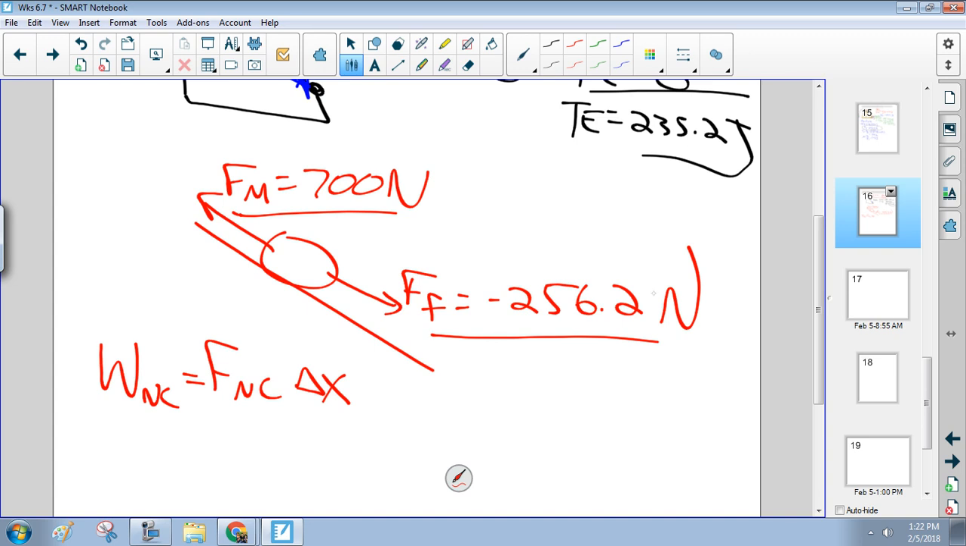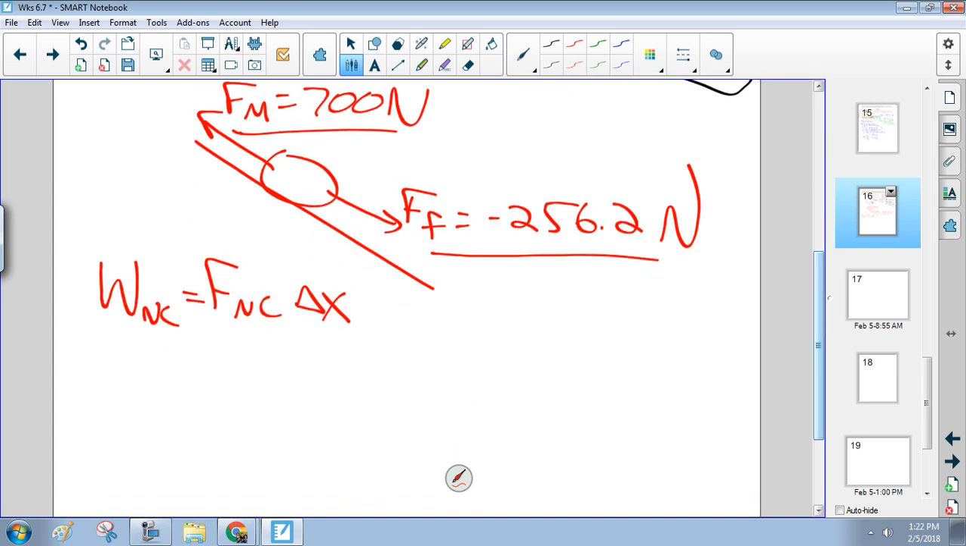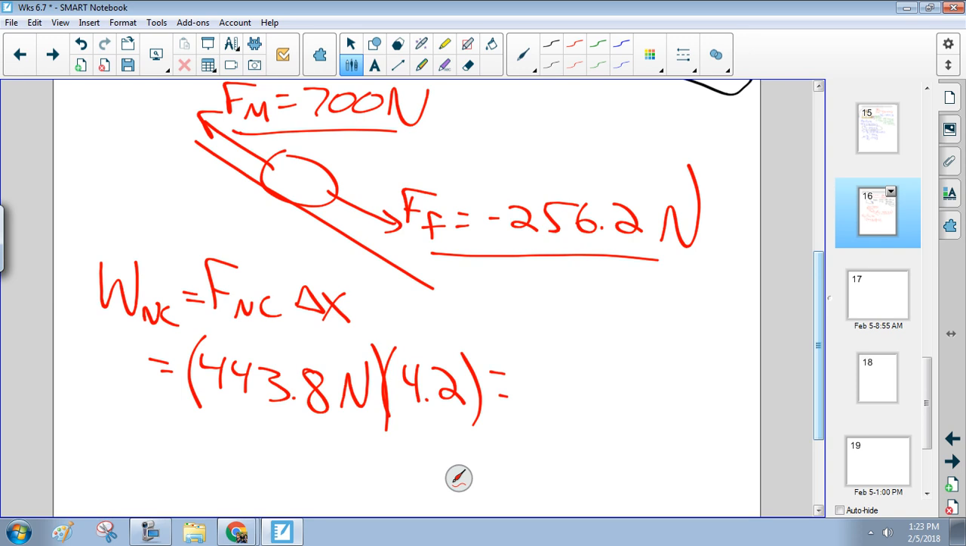But what I think is actually easier is to do this. Let's find our total non-conservative forces. So 700 minus 256 gives you 443.8 newtons, I think. Is that right? So that's sort of my net non-conservative force times the displacement, which is 4.2. So that'll give you your change in total energy. I think it turns out to be 1870, if I remember right.